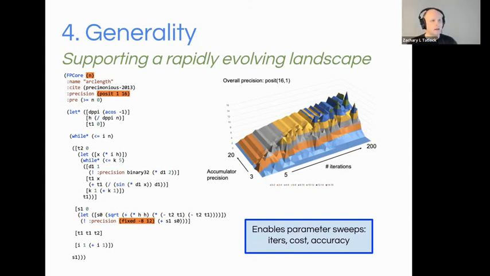How many bytes do I need to move through the memory hierarchy to do this computation? And what's the impact on accuracy, right? So it's this sort of complex landscape that we are increasingly trying to explore.